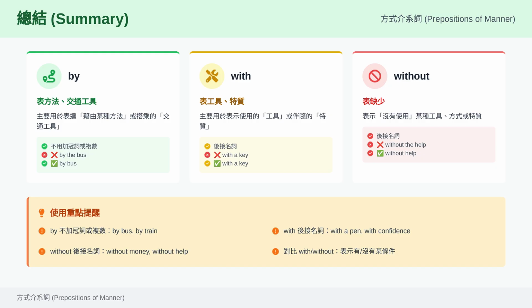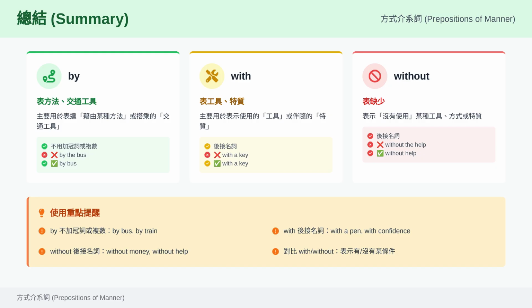Summary. By indicates a method or means of transportation, mainly used to express by a certain method or transportation used, and does not require an article or plural form. For example, by bus. With indicates a tool used or an accompanying characteristic, followed by a noun. With a key. Without indicates the absence of a tool, method, or characteristic, followed by a noun. Without help.